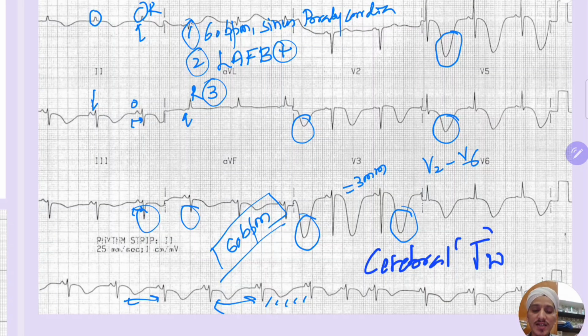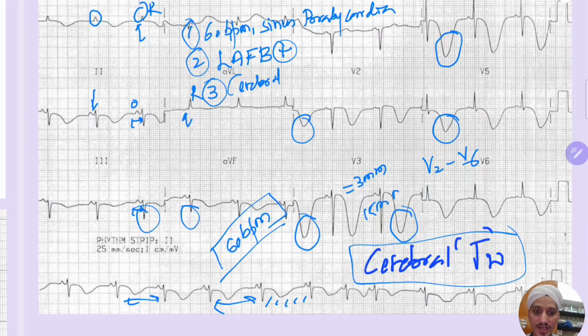Number 3, there are 60 beats per minute. Okay, these gigantic waves are nothing but the cerebral T waves. We have found the cerebral T waves. They are approximately 15 mm in height, 15 to 16 mm, so very gigantic. But remember, in T waves, whenever you see a symmetric inverted T wave, you just send, if the patient has symptoms.